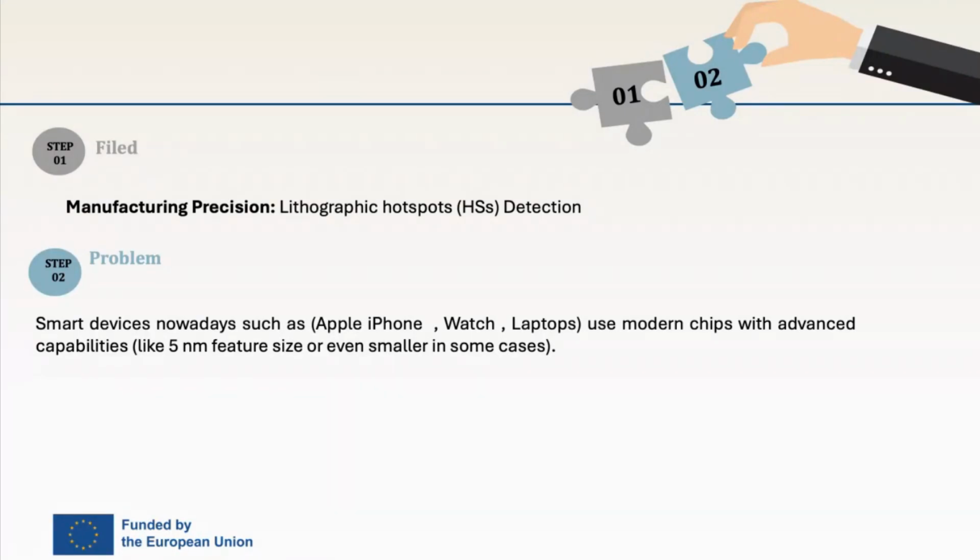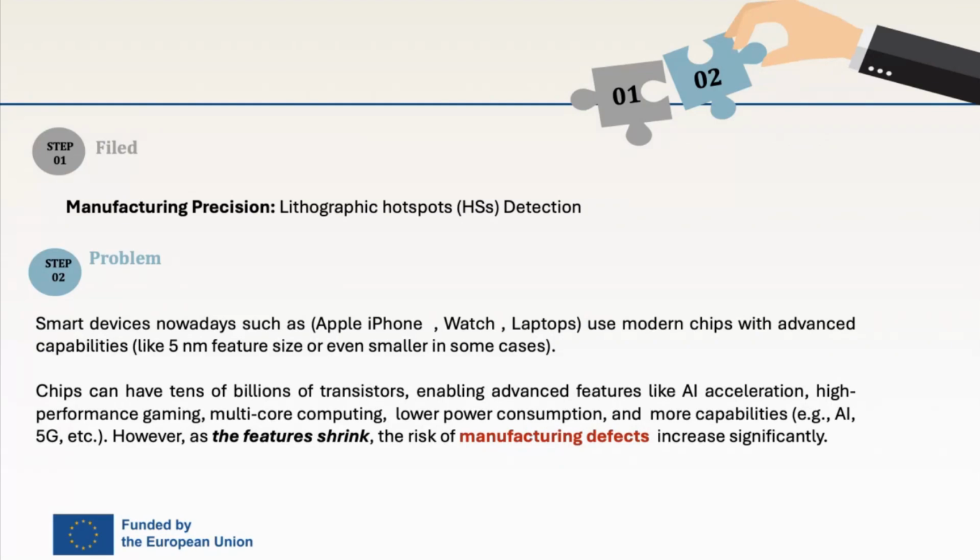So when we talk about new smartphones or smart devices in general, like iPhones, watches, laptops, all of these devices use modern chips with advanced technologies such as 5 nanometers or smaller in some cases. And these chiplets or chips can have billions of transistors in order to enable different features like AI acceleration, high-performance gaming, multi-core computing, low power consumption, and more capabilities.